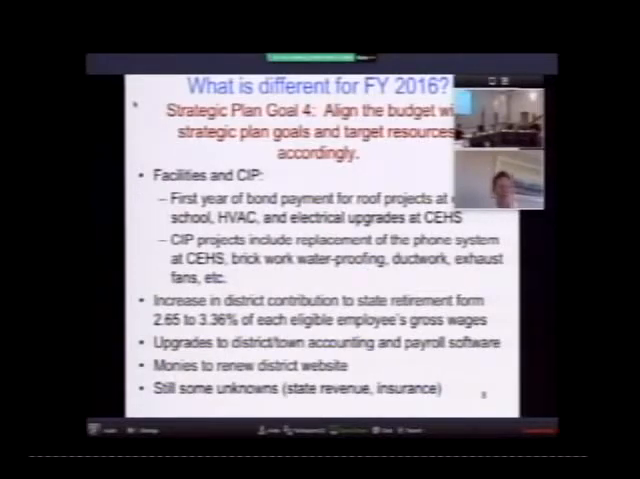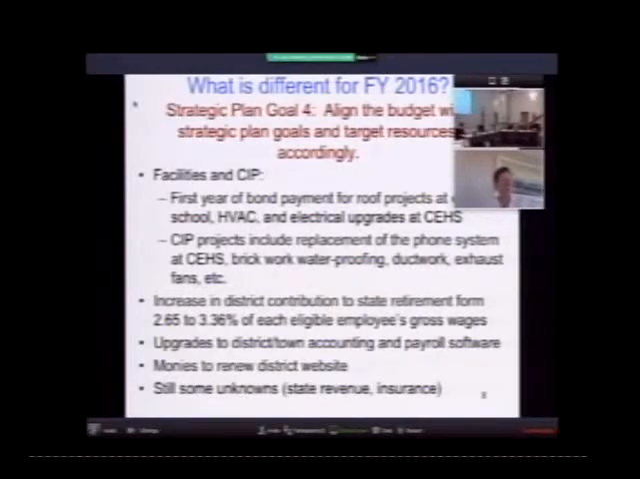We also proposed upgrades to our district and town accounting and payroll software. As I mentioned in my narrative, we are currently using paper purchase orders and paper checks, things that are a little hard to imagine in the 21st century, so we envision that replacing that software will help us improve some efficiencies within our offices, allowing us to reallocate some time to instructional work. We also envision, since one of the school board's priorities is communication, some money set aside to renew our district website.